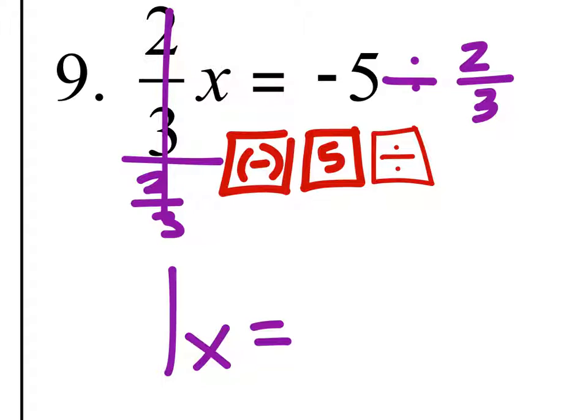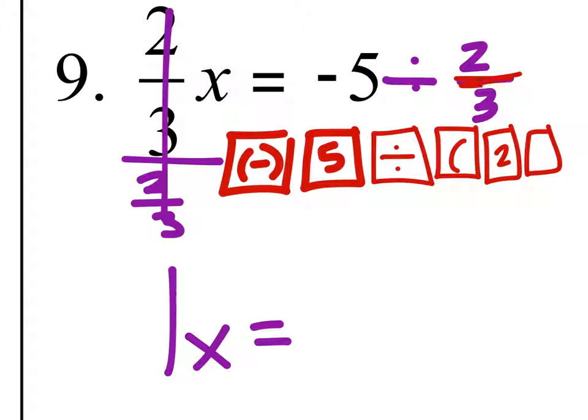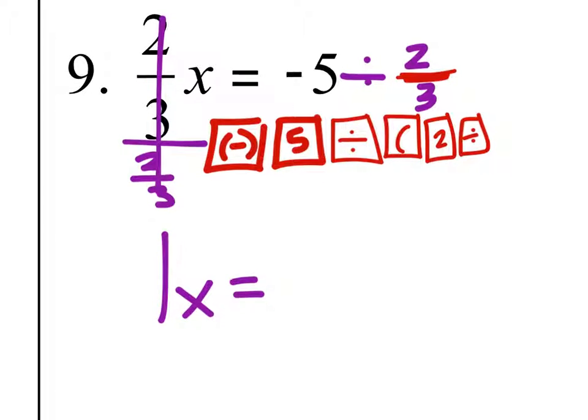Now I'm dividing by 2/3, so how do I get 2/3 in the calculator? I'm going to put that in parentheses. We got 2. And then what's the operation of the fraction line? It's division. So I push divide. And this is 2 divided by 3.